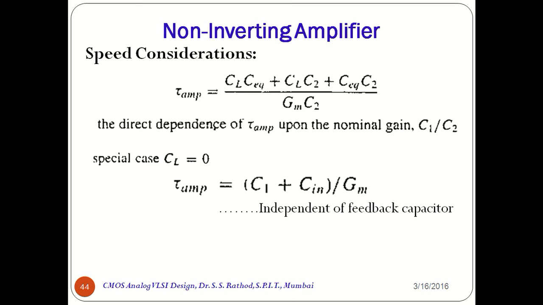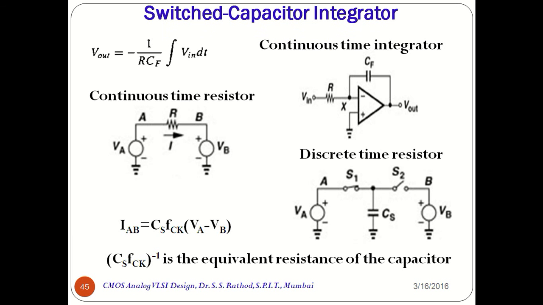So if you consider a special case, that is CL equal to 0, then you get tau amplification as C1 plus Cin upon gm, that is, it is independent of the feedback capacitor.